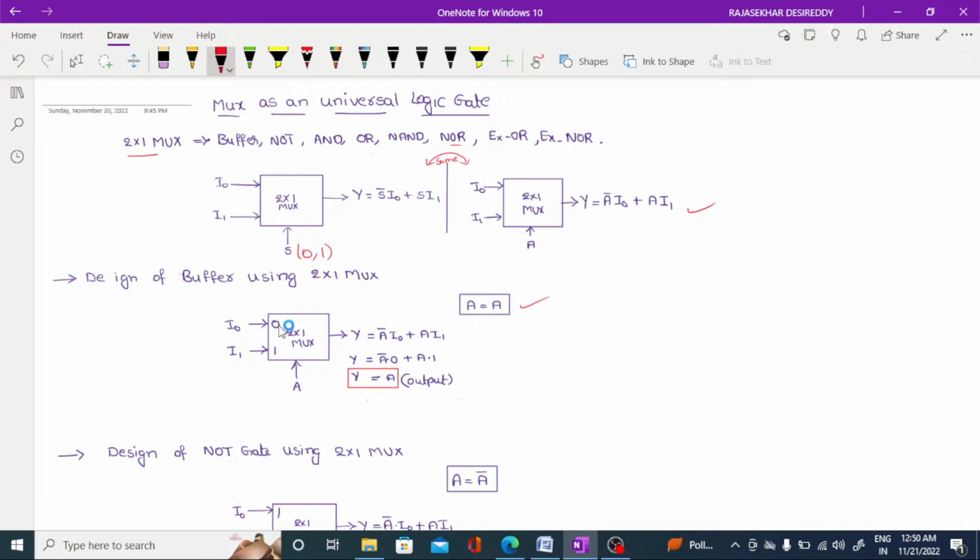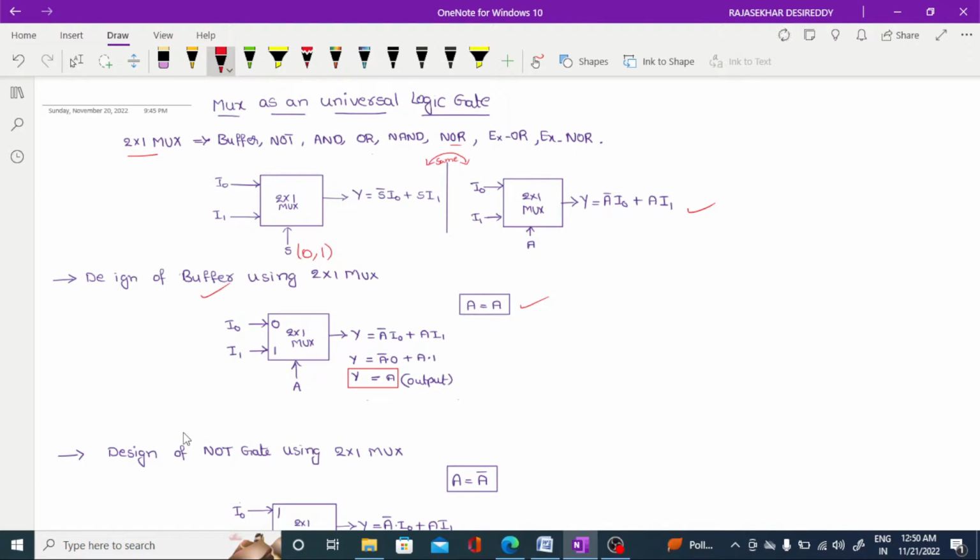Now if the input is 0 and 1, I0 value is 0 and I1 value is 1, so we apply that here. A is the selection line, so according to the equation, A bar into I0 plus A into I1. Now substitute the values of I0 and I1 here. This becomes y equal to A. So A is the input, output is also A. Hence it is satisfied, it acts like a buffer. Now we have designed it with the help of 2 by 1 mux.